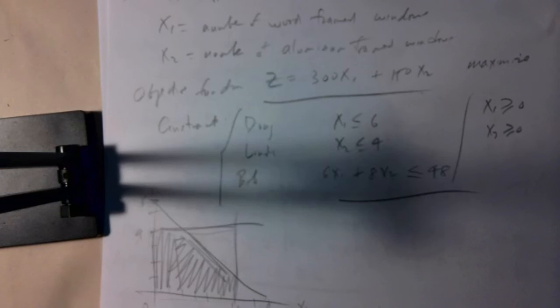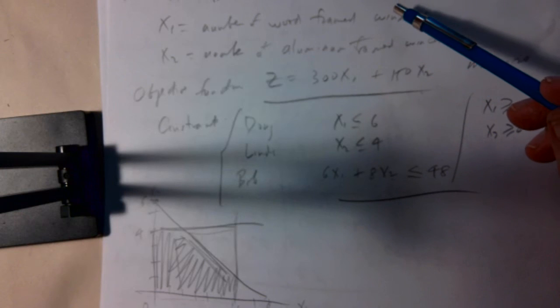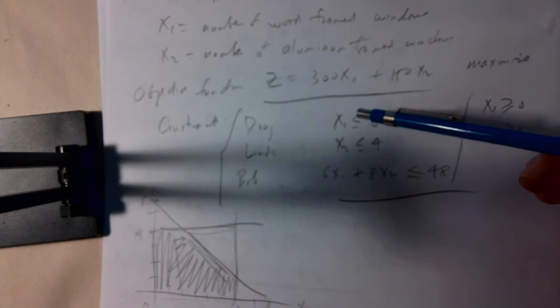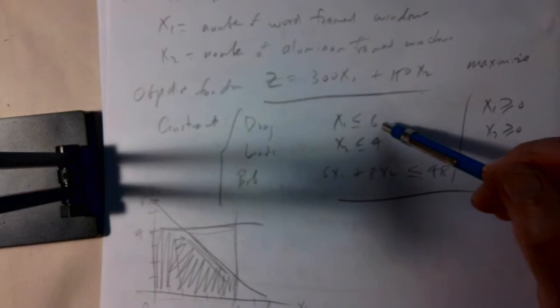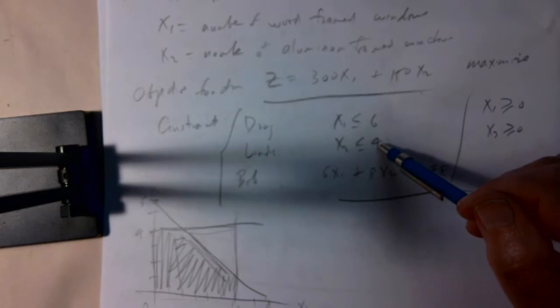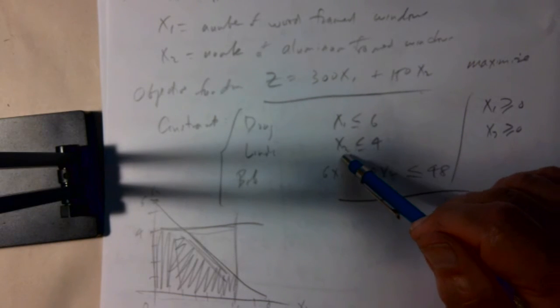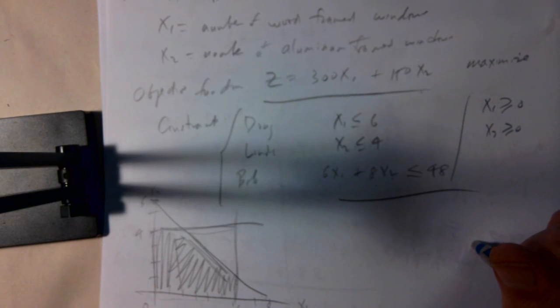saying. So for example, in this problem, it says the worker Doug makes the wood frames and can make 6 per day. So if you're going to order X1 wood framed windows, you can't have more than 6. So X1 is at most 6. And Linda can make 4 aluminum frames a day. So the number of frames you ask her to make doesn't have to be 4, but it certainly is less than or equal to 4, because that's the maximum she can do.